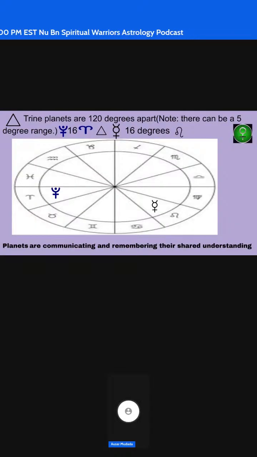Visual of a trine. Planets are communicating and remembering their shared understanding. Opposition. Planets must remember their shared understanding because each planet is becoming single-minded. Listening and understanding each other is needed to harmonize the energy.